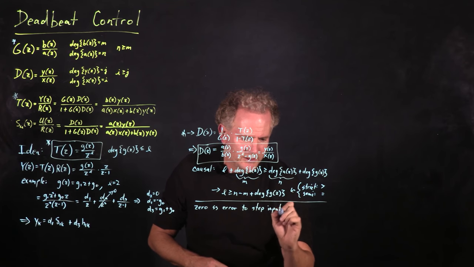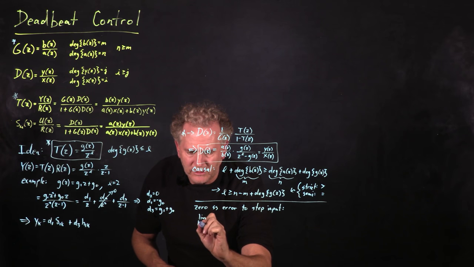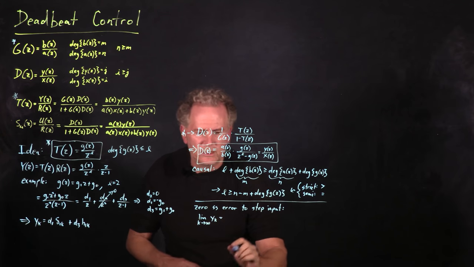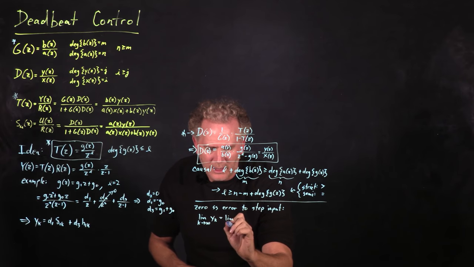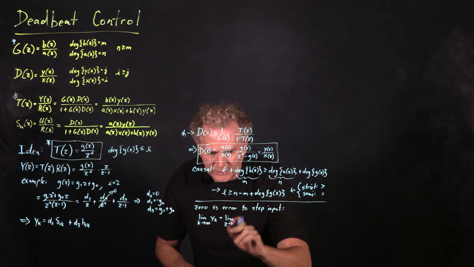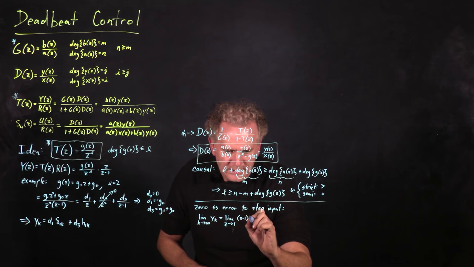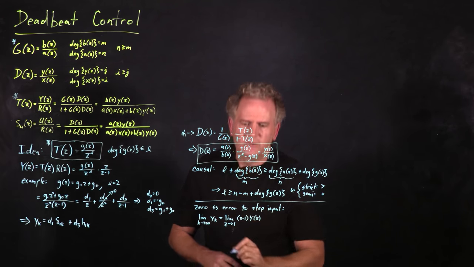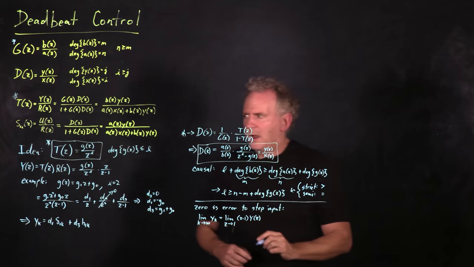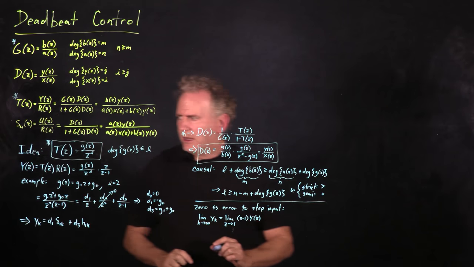So we're going to need to appeal to the discrete time final value theorem, which was, in discrete time, the limit as k goes to infinity of y sub k is equal to the limit as z goes to 1 of z minus 1 times y of z. So you go back and check your notes for the discrete time final value theorem. Then plug in y of z. We have an expression for y of z right here, so we can go ahead and plug that in.